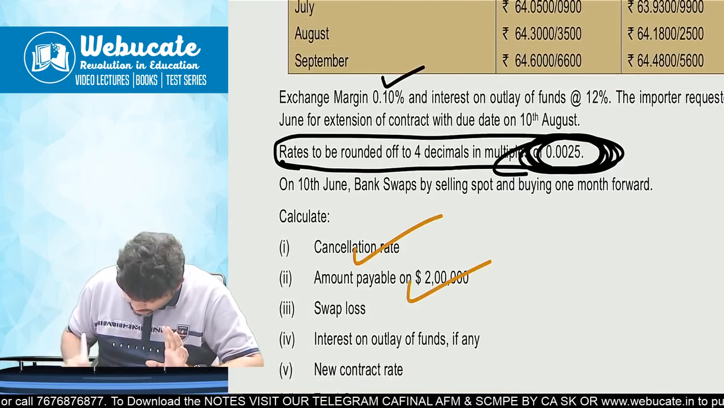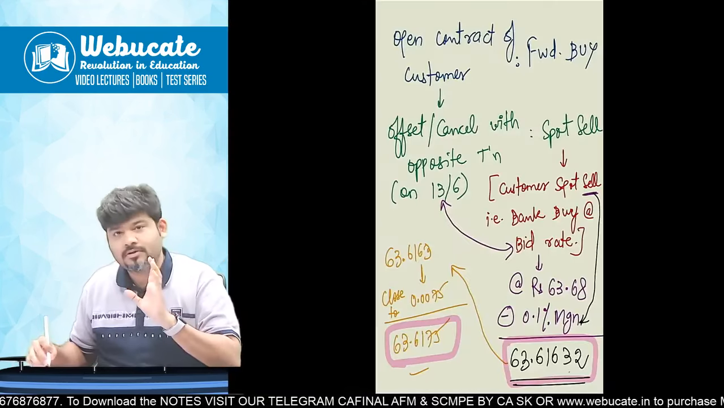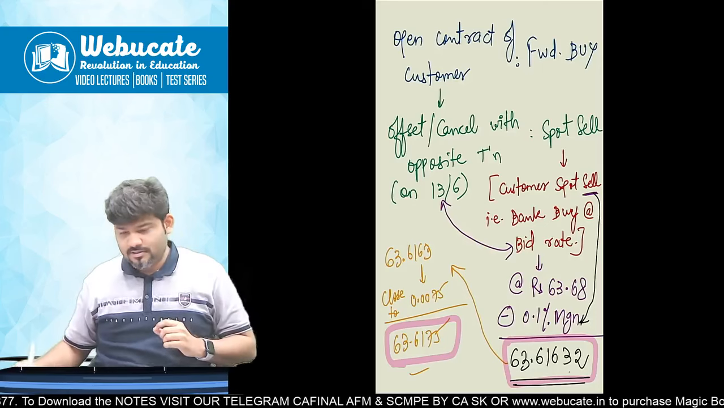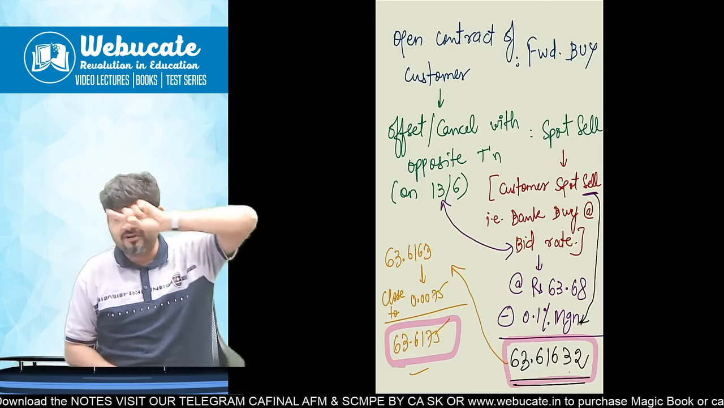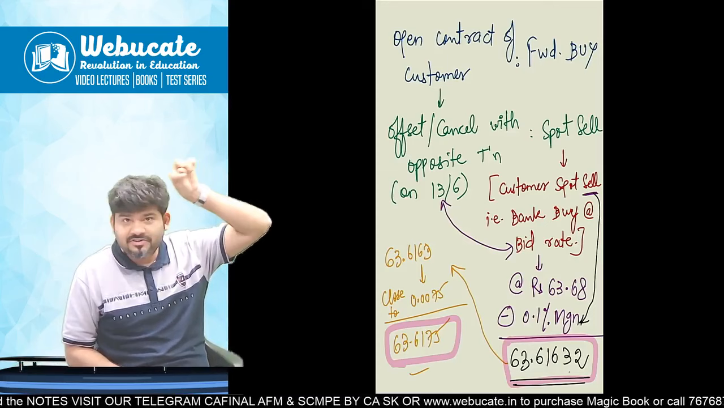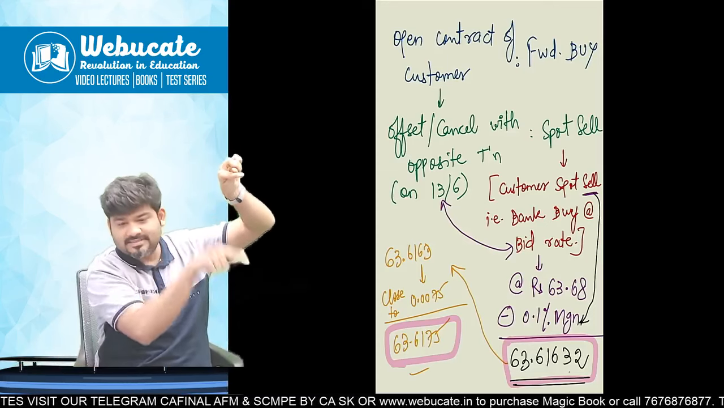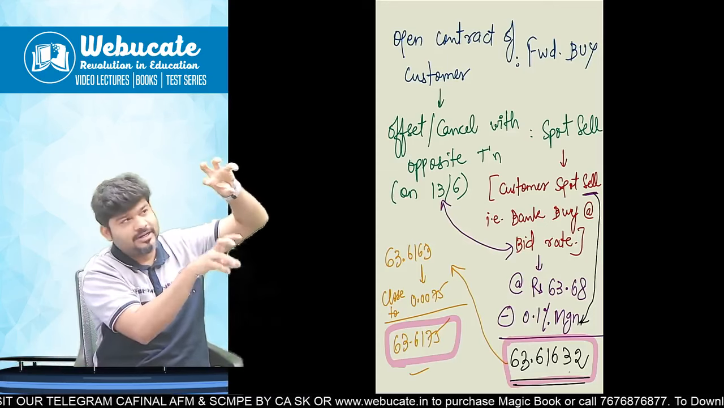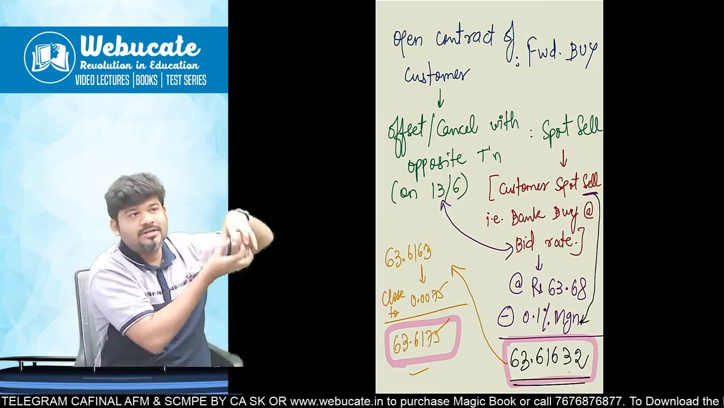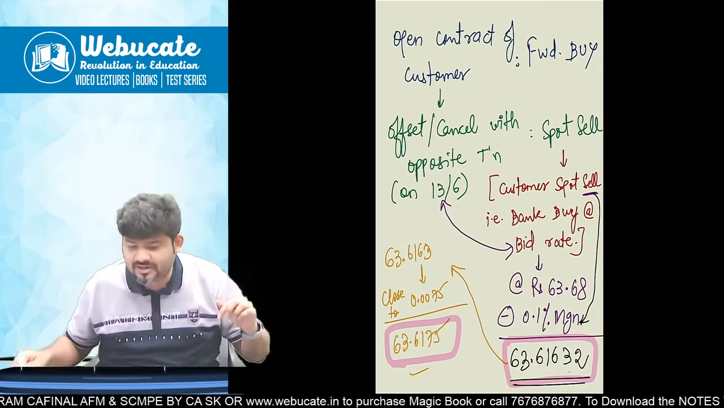Yes. Amount payable on $2 lakh. Now listen. This is basically exchange difference. See here. So there is a forward buy, which we will have to execute. Then there is a forward sell, spot sell, which we will have to execute. As a result of this, what is the loss that we are going to make? We will have to write.